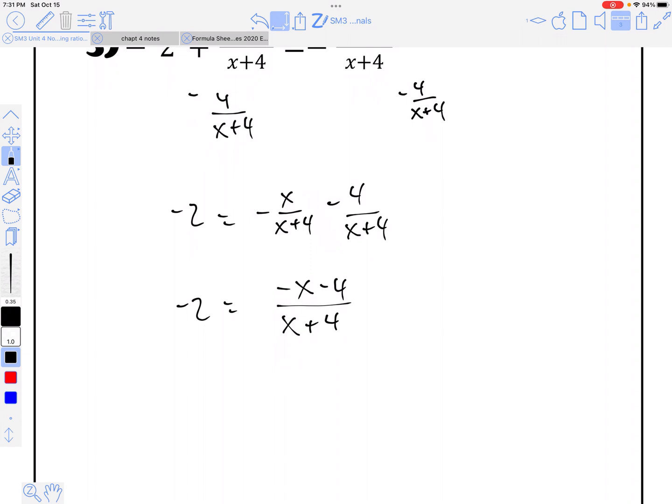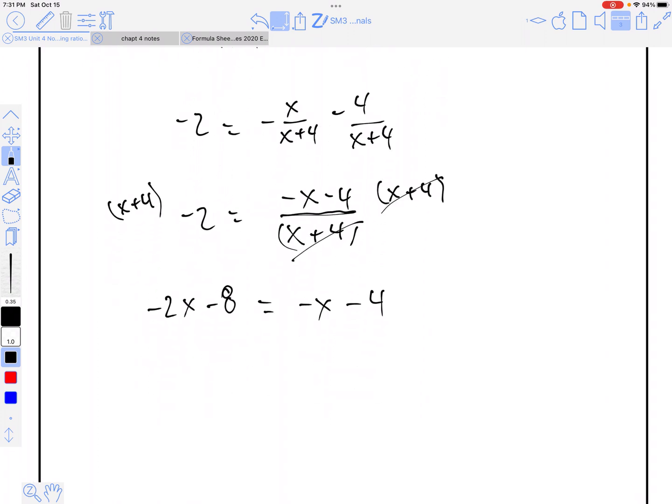Now I'm going to get rid of the denominator, so I'm going to multiply both sides by x plus 4. That undoes the division, right? So boom, boom, and I have negative 2x minus 8, distribute that through, equals negative x minus 4. And then I'll add 2x to both sides, and add 4 to both sides. So I get negative 4 equals x.